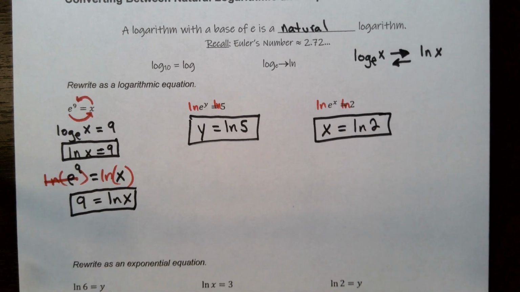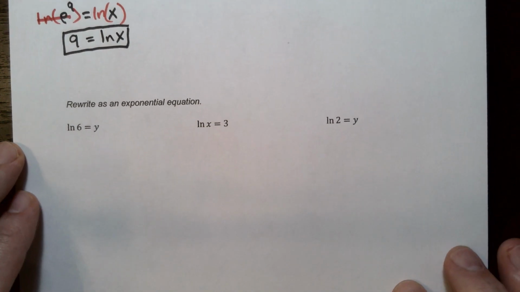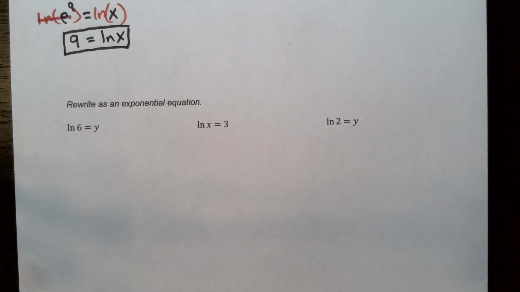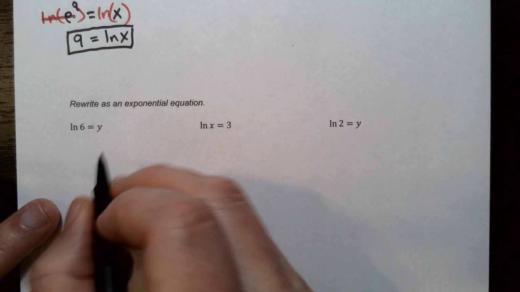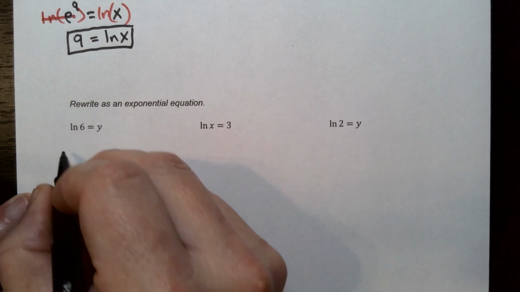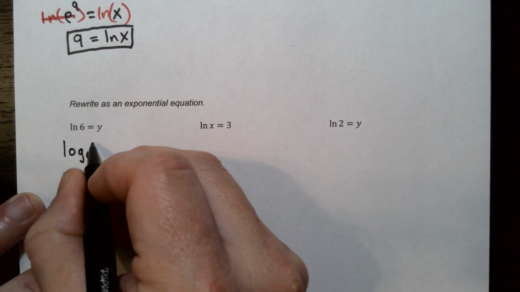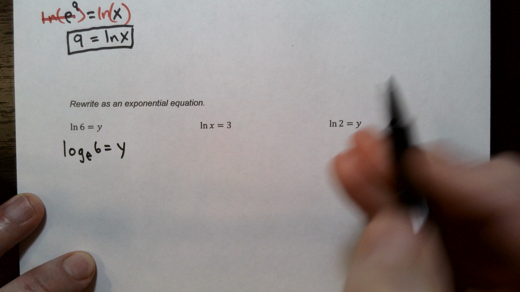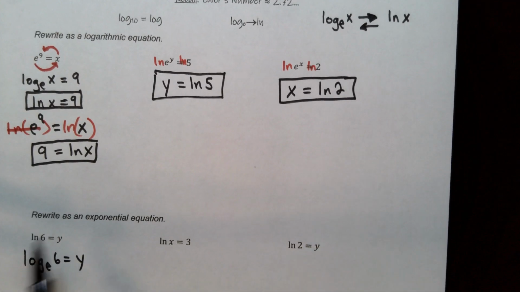Let's look at these down here. Rewrite these as an exponential equation. There are two different ways of doing this. The first way, which is the harder way, but I'll show it once, is to use the circle method. Rewrite this logarithm, instead of ln, as log base e of 6 equals y. Remember, they can be rewritten both ways, so I'm just going from this way to this way.